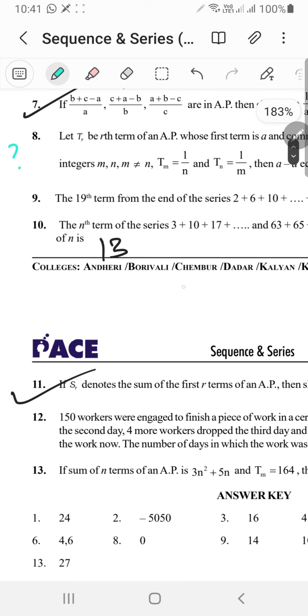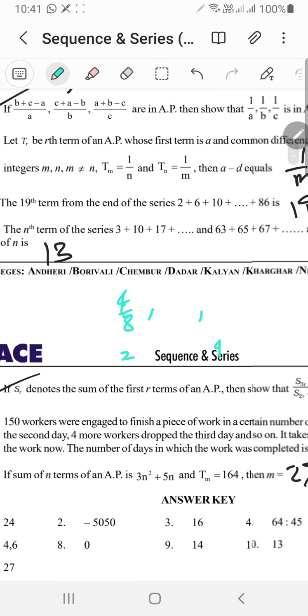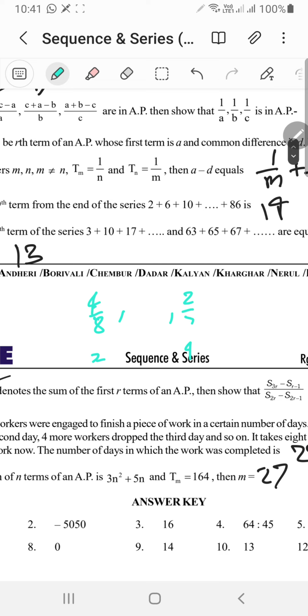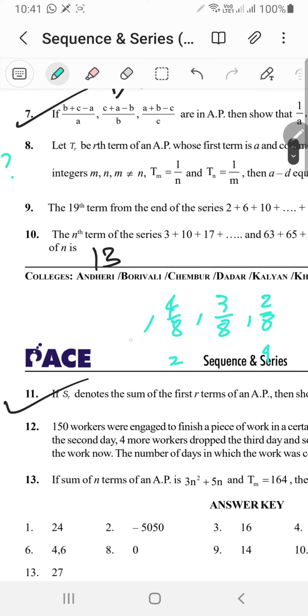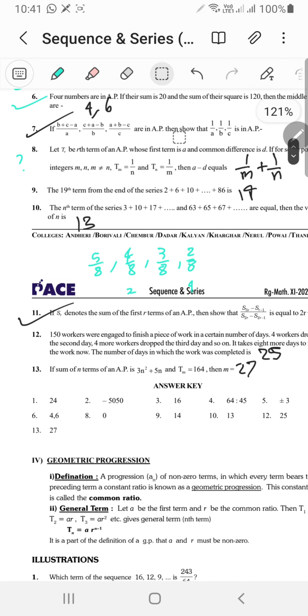Let's try with our example. What was that? 1 by 2, which was basically just 4 by 8. And yeah, this was the second term. The fourth term was 1 by 4, which was 2 upon 8. It should be 3 upon 8. And in that case, the first term would have been 5 upon 8. And the difference would be 1 upon 8. So that's definitely not 0. So 8 is just wrong.